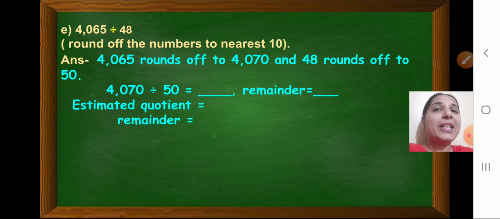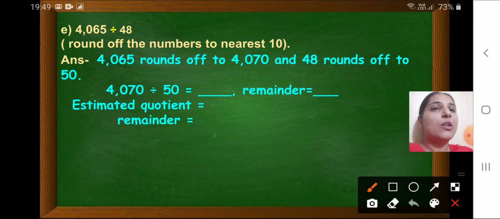So question number E is 4065 divided by 48. Now again we have to round off the numbers to the nearest 10. So first we will round off the dividend, which is 4065. So 4065 rounded off to the nearest 10 will give 4070, isn't it? And 48 rounds off to 50.